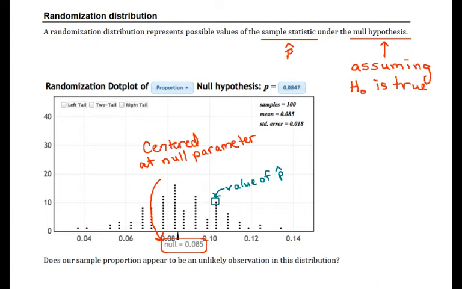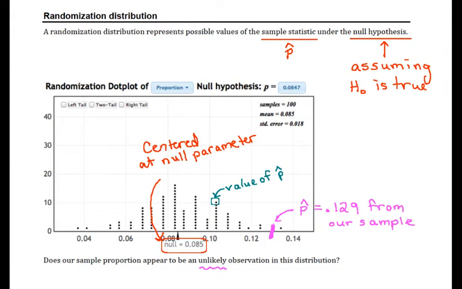Now let's mark our sample proportion here. That was 0.129. So our sample is here. It's about 0.13, right? So that's going to be very close to halfway between 0.12 and 0.14. So p hat equals 0.129. This is from our sample. And looking at it in this distribution, we're going to answer the question, does this seem like an unlikely observation?